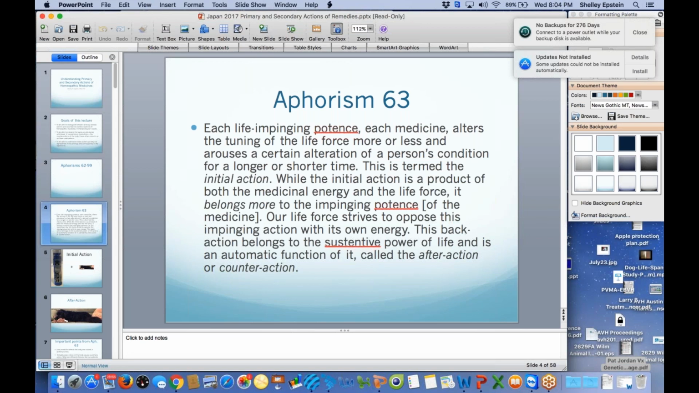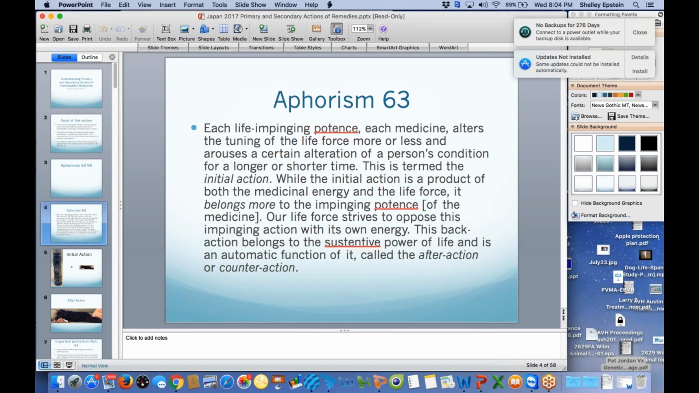While the initial action is a product of both the medicinal energy and the life force, it belongs more to the impinging potence of our medicine. Our life force strives to oppose this impinging action with its own energy. This back action belongs to the substantive power of life and is an automatic function of it, called the after action or counteraction. So this is important.